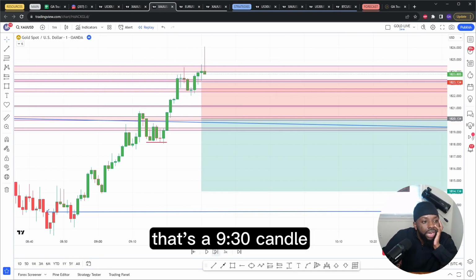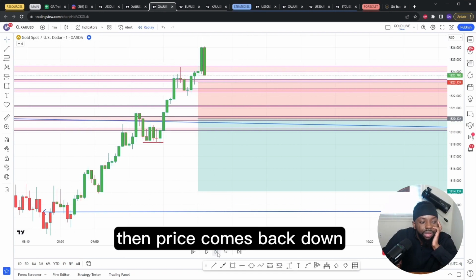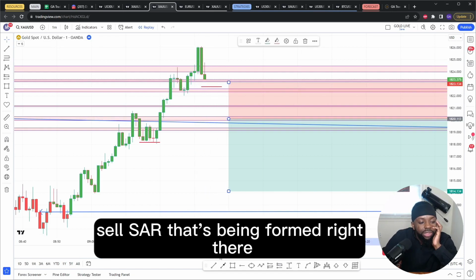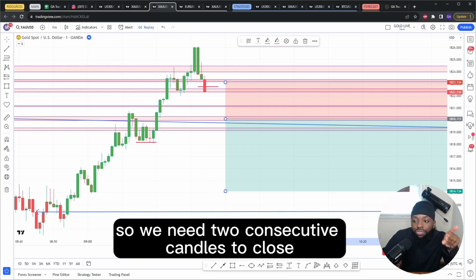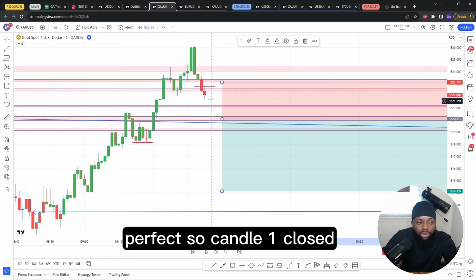That's a 9:30 candle. Then you can see that manipulation going on still. Then price comes back down. Okay, there's our sell SAR being formed right there. So we need 2 consecutive candles to close below this zone. Perfect. So candle 1 closed, candle 2 closed.